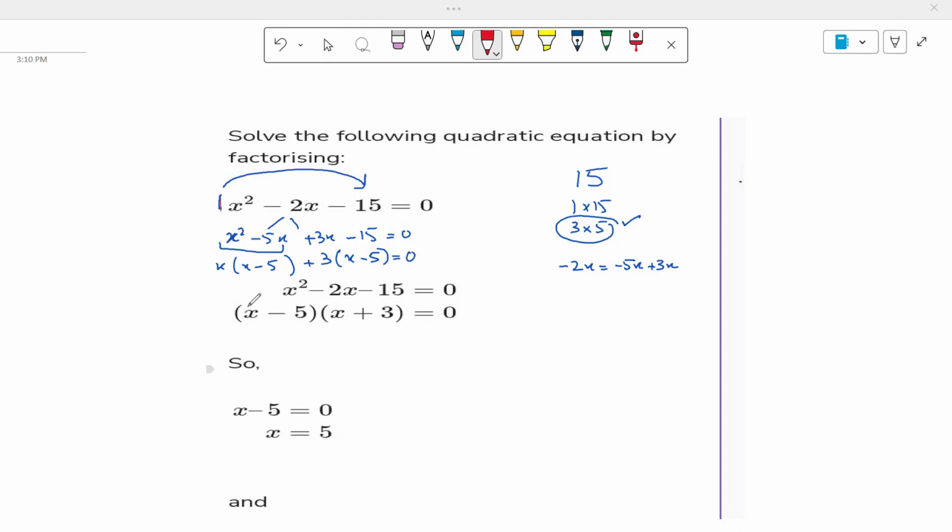Now, taking x minus 5 common. Once we take x minus 5 common, we will be left with x minus 5 and x plus 3 equal to 0. Hence, factorization is complete here. Now, here it's an equation, so we can see there is an equal to 0. So we can say either x minus 5 equal to 0 or x plus 3 is equal to 0. So in this case, x is equal to 5 gives us one answer and x equal to minus 3 gives us the second answer.